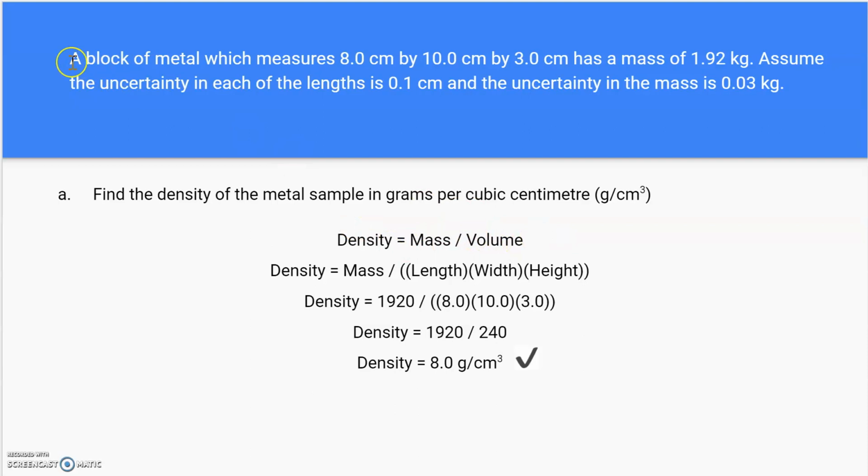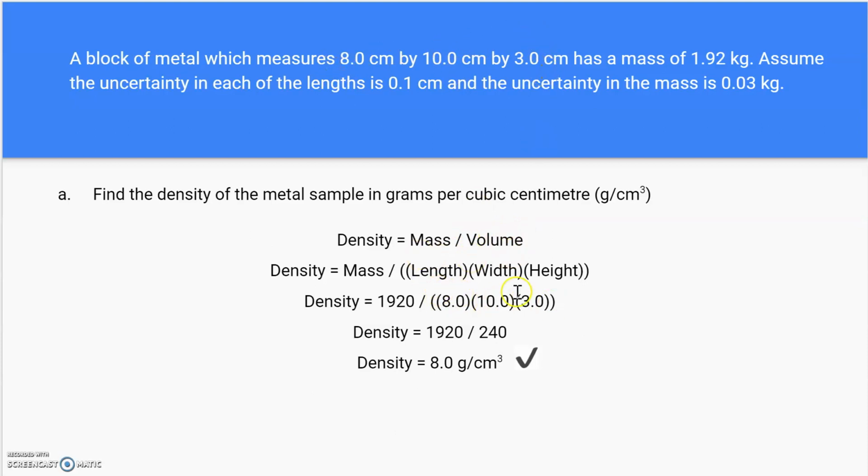So for this, we need to detect that the statement says a block of metal, and then it gives us three lengths: length, width, and height. So we need to detect that the block has the shape of a cuboid, and a cuboid's volume is calculated using the length times width times height formula. So for the volume part of the equation, we're going to have to multiply 8 times 10 times 3.